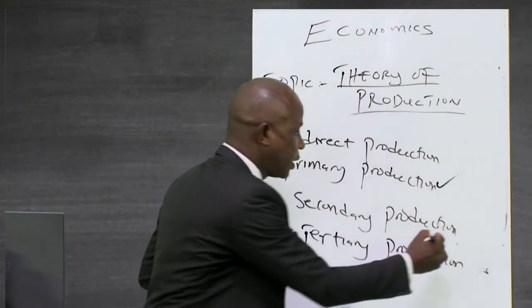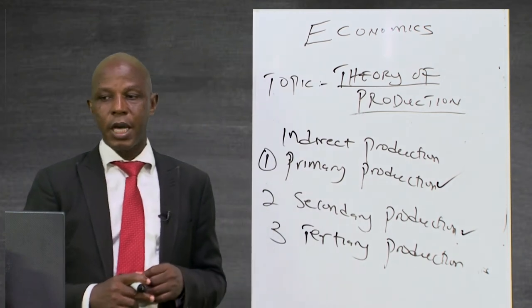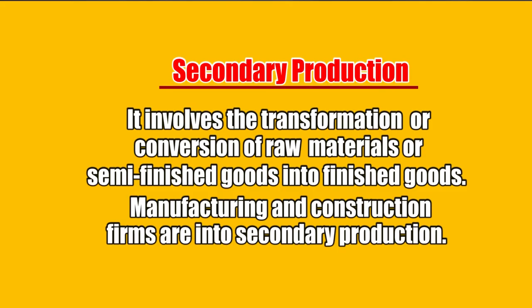So the next one is secondary production. What is secondary production? It involves transformation, conversion of raw materials or semi-finished goods into finished goods. Transformation, conversion of what? Raw materials or semi-finished goods into finished goods. Manufacturing and construction firms are into secondary production.